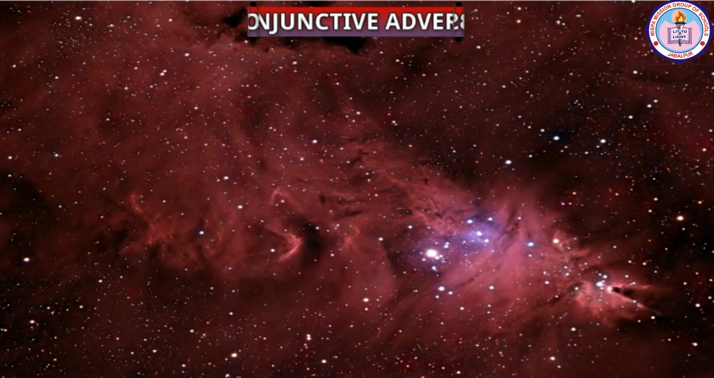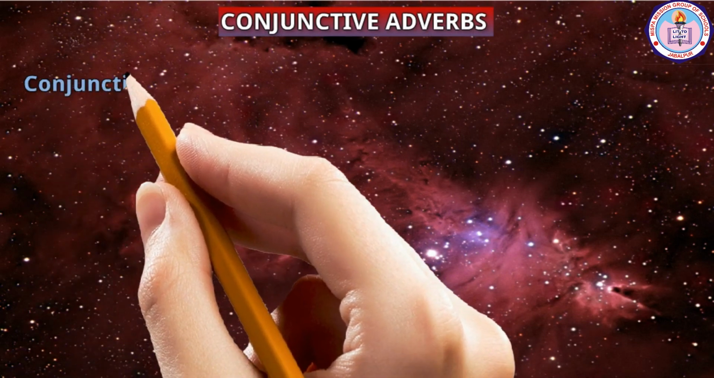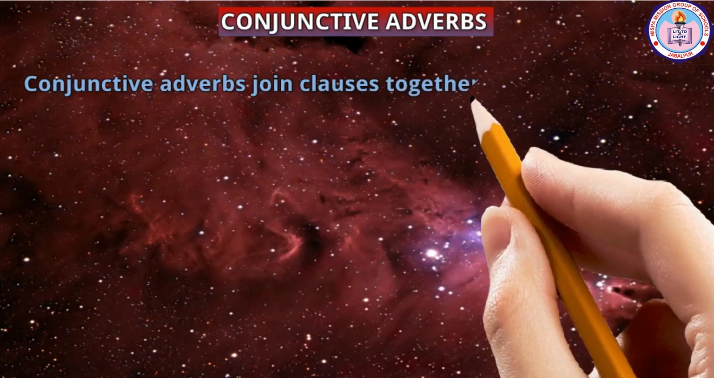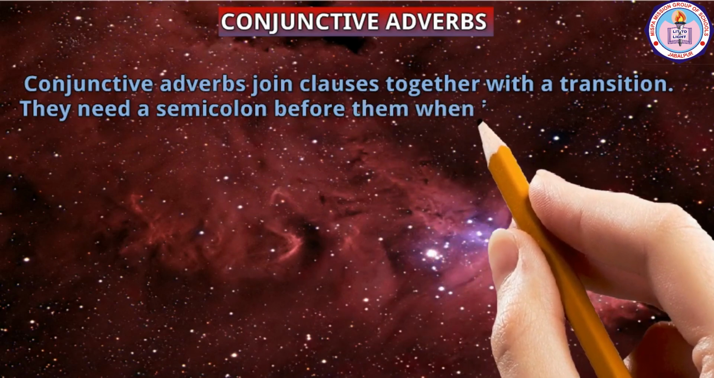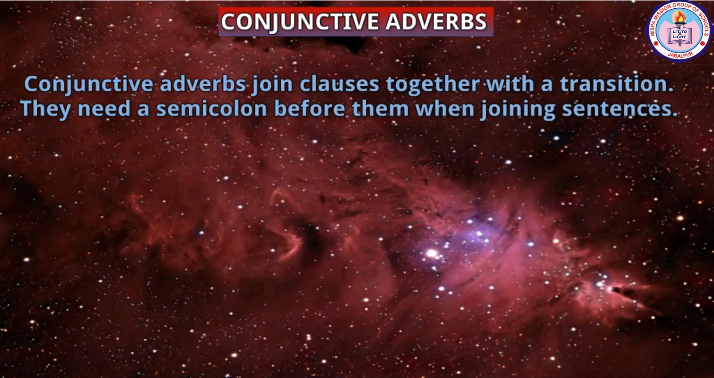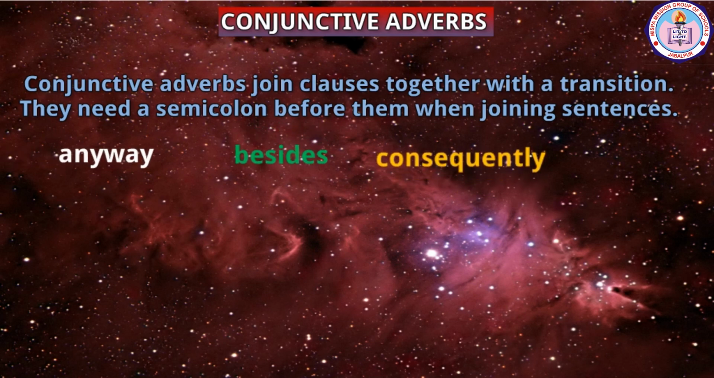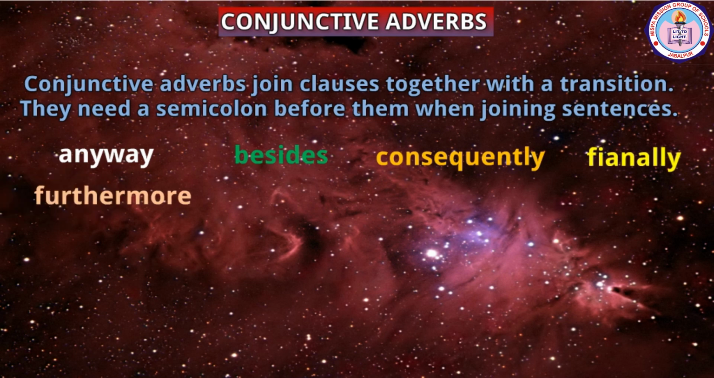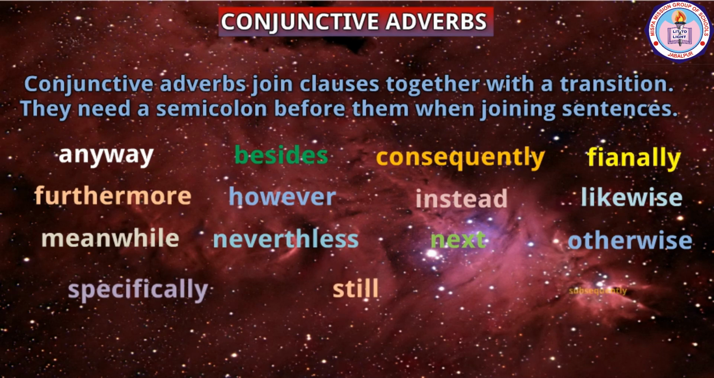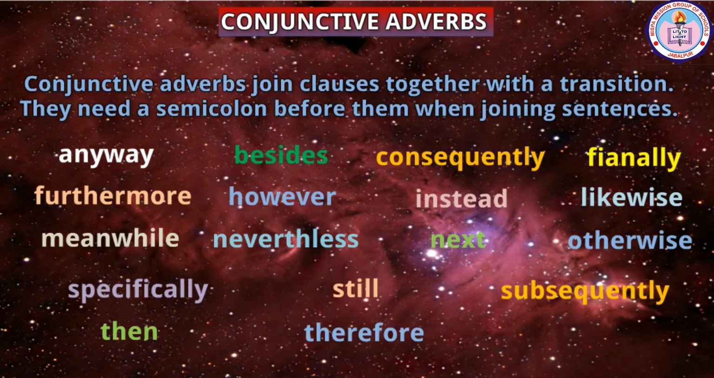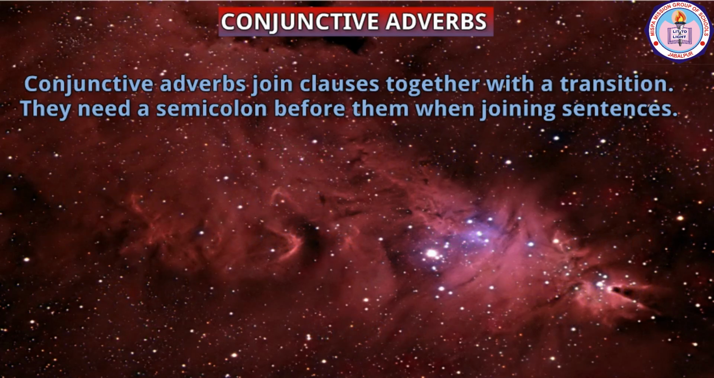Let us see conjunctive adverbs. Conjunctive adverbs join clauses together with a transition. They need a semicolon before them when joining sentences. Some common conjunctive adverbs are anyway, besides, consequently, finally, furthermore, however, instead, likewise, meanwhile, nevertheless, next, otherwise, specifically, still, subsequently, then, therefore, thus. Let us see two examples.